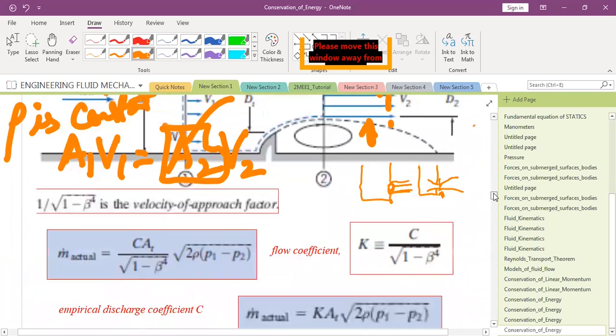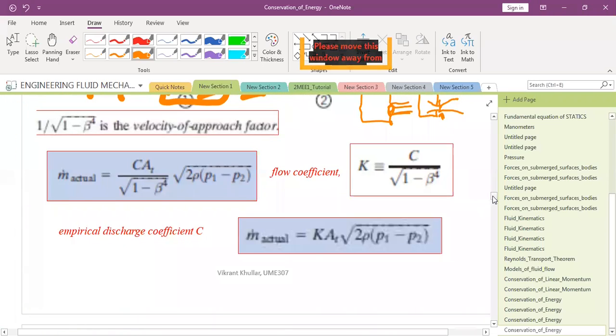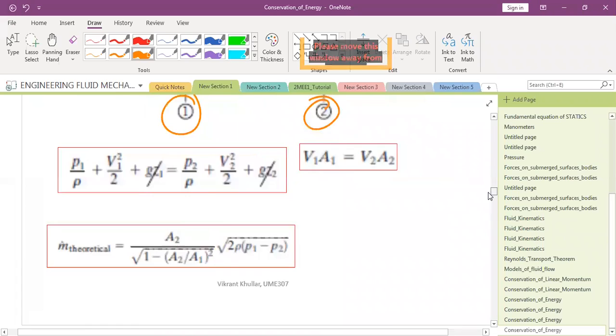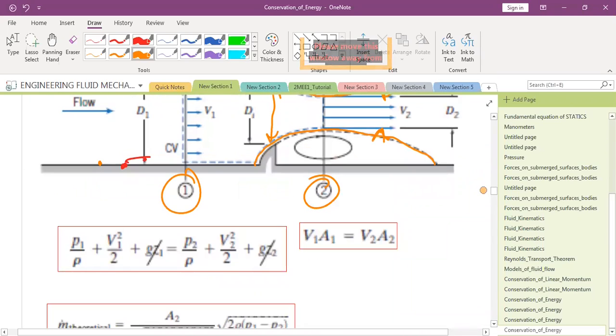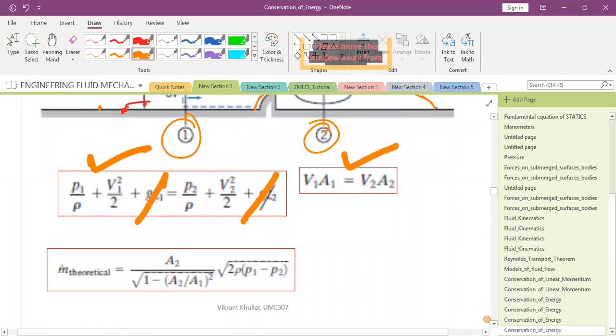So I am putting here, please be careful in this. I am showing here. So this was the Bernoulli's equation. I have cancelled these terms and I have applied this continuity equation. And from this, what will I get? If I want to find out the flow rate, what do I get? Can you find out flow rate from these?